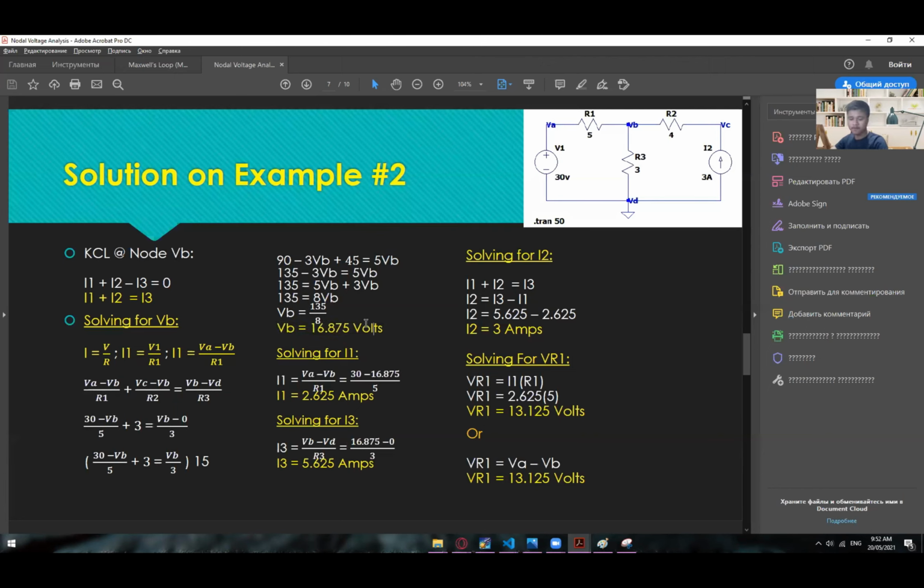I hope you guys are using your calculator right now to verify whether this is correct or not. So please check. Do you guys have the same result, 16.875 volts, for our VB?